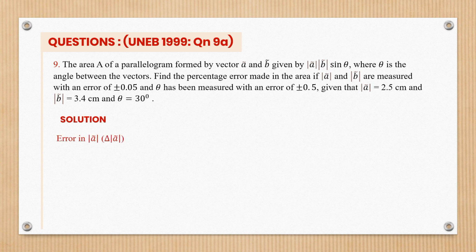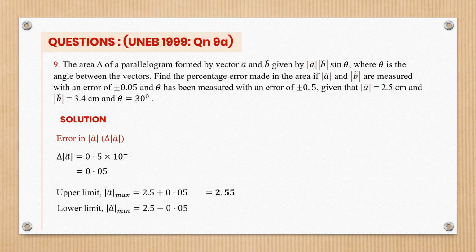So now let's work this out. So we're going to first look at the error in A. So we shall see that we have 0.5 times 10 to the power negative 1, because we actually have one decimal place, of which I have 0.05. Then the upper limit shall be 2.5 plus 0.05. So I have 2.55 as A max. Then A min shall be 2.45.